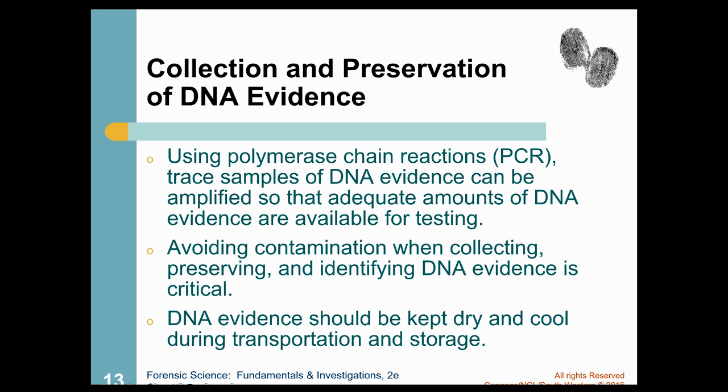So when we collect and preserve DNA evidence, which is what a forensic scientist is going to do, they're going to use the polymerase chain reaction, which stands for PCR. Trace samples of DNA evidence, and trace means very small, super, super small, can be amplified, which means to be made bigger, so that we can have enough DNA to test. That's what PCR does. It's a reaction that takes a small sample of DNA and makes it bigger. Basically, it does that by making copies of it.